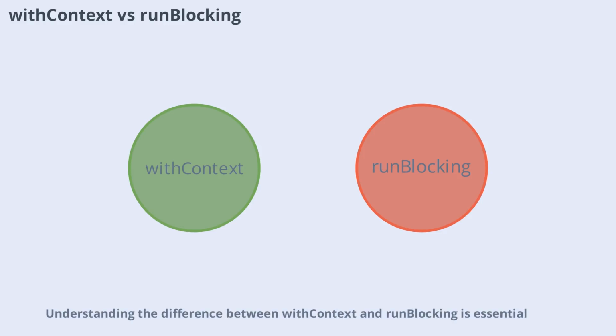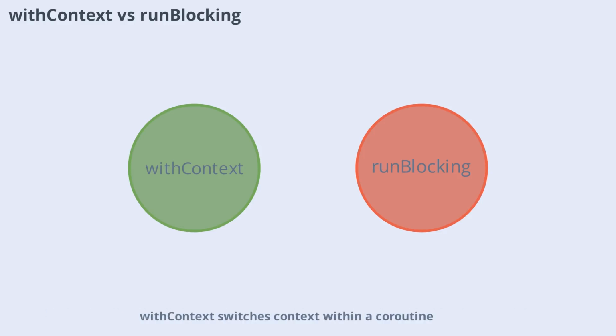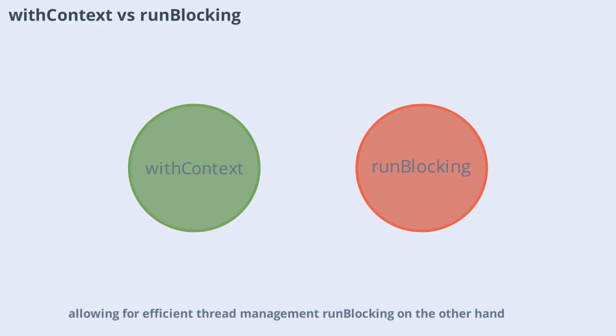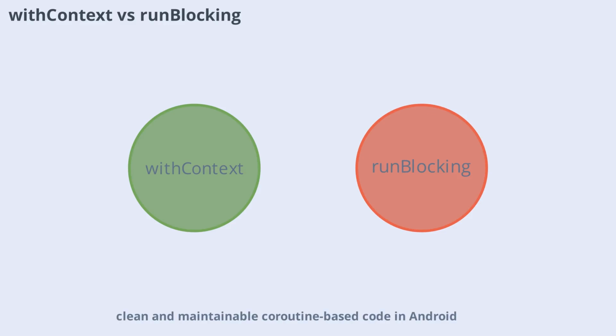Understanding the difference between withContext and runBlocking is essential. withContext switches context within a coroutine, allowing for efficient thread management. runBlocking, on the other hand, blocks the current thread and is typically used in tests. Knowing when to use each ensures your code is both efficient and testable. This distinction is fundamental for writing clean and maintainable coroutine-based code in Android.